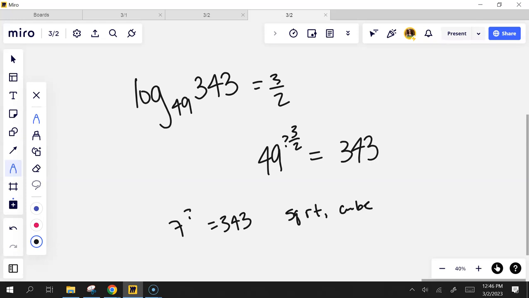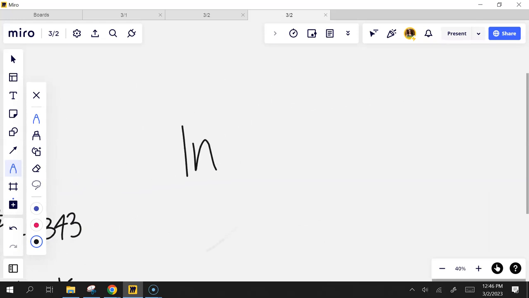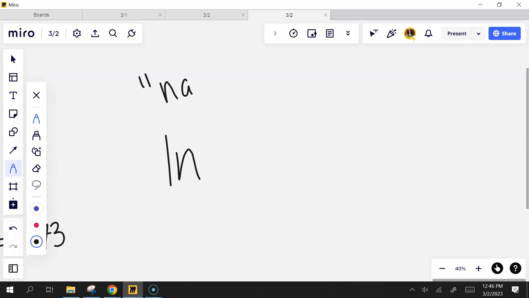Okay, so natural log. Let me talk about that just a second. That's an L, by the way. Everybody tries to put a 1 there. That's an L. LN. It's an L.